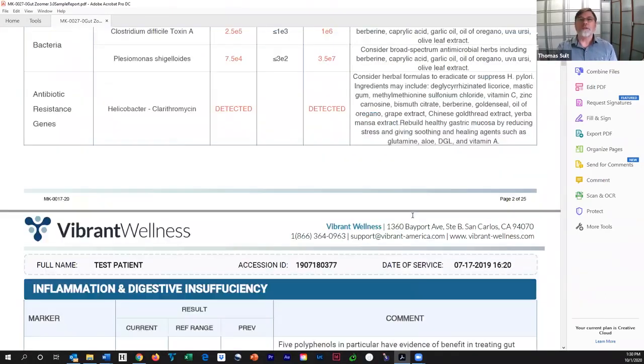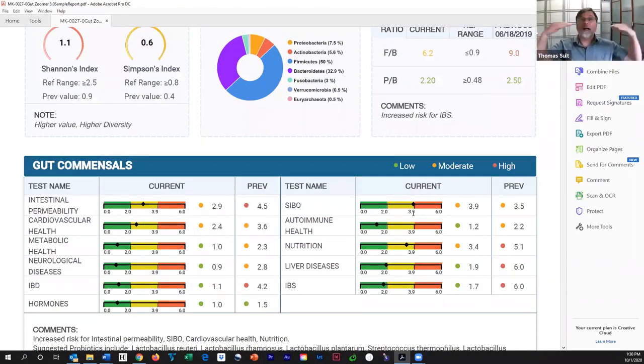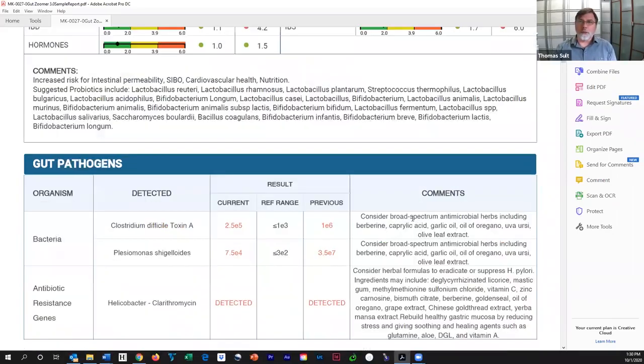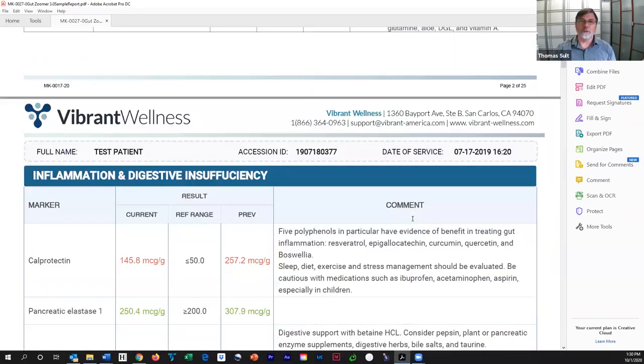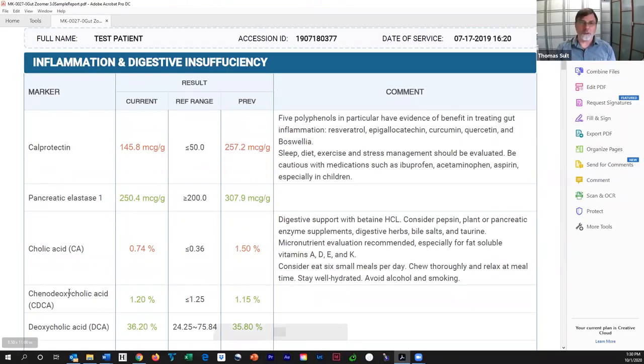So frankly, everything you need to know is on this first page at a sort of a high altitude level. But now we're going to get our boots dirty. So inflammation and digestive insufficiency. So various markers of digestion and inflammation.